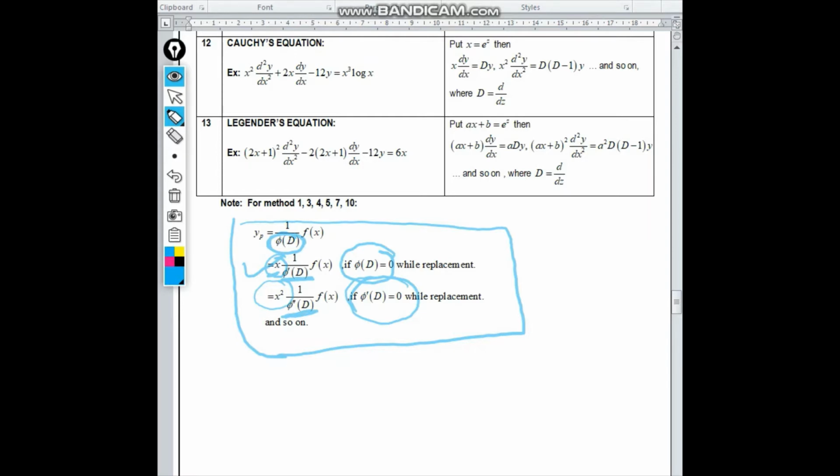If it is 0, every time multiply by x on the outside and differentiate the denominator, and then replace either D by a or D square by minus a square, depending on whether it is a trigonometric function, exponential function, or hyperbolic function. So that covers the first three shortcut methods that we learned here.